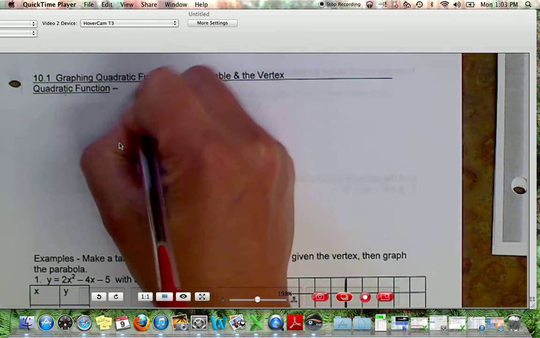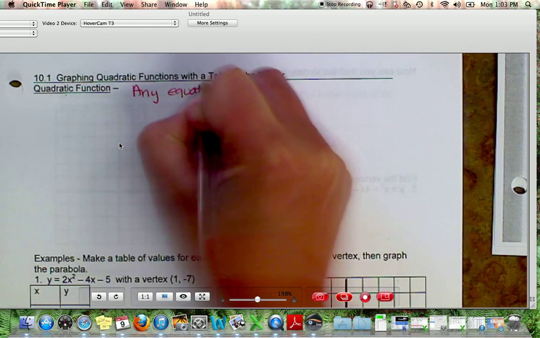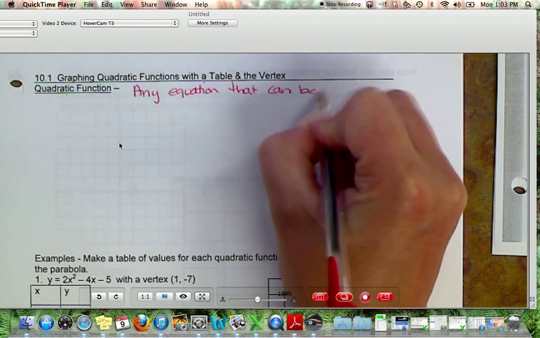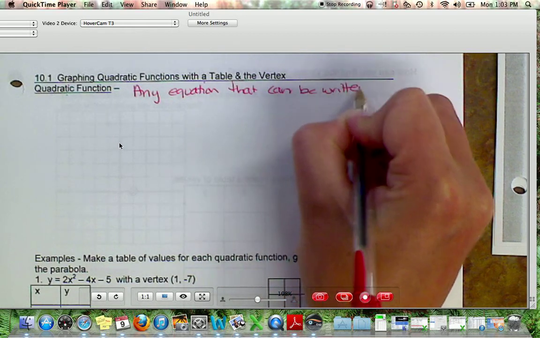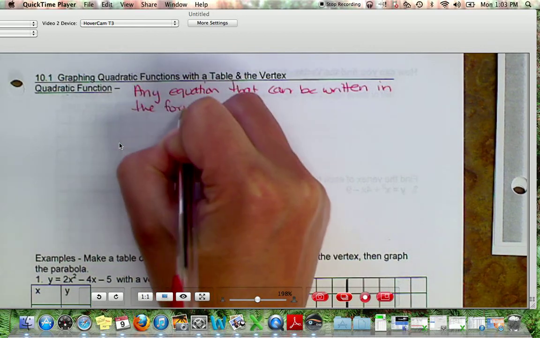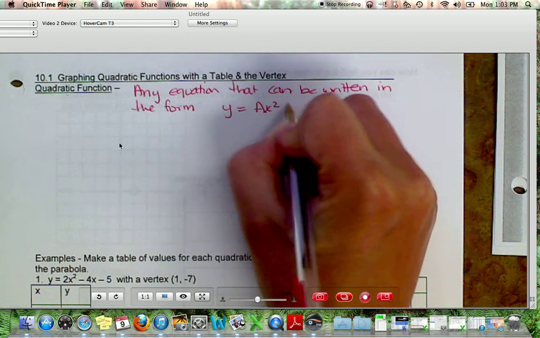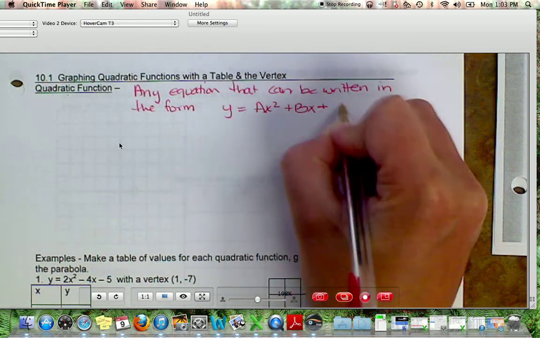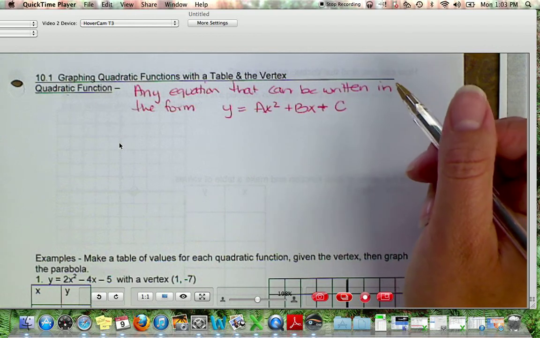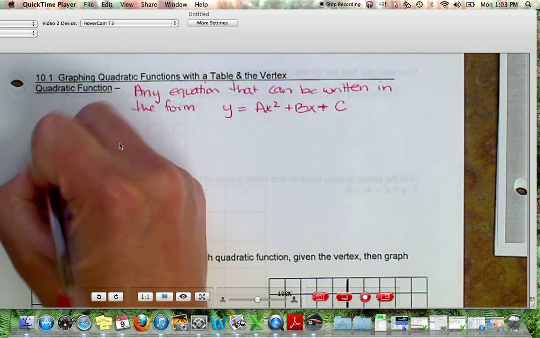It's any equation that can be written in the form y equals ax squared plus bx plus c. And when we graph a quadratic function, we will always get what's called a parabola.